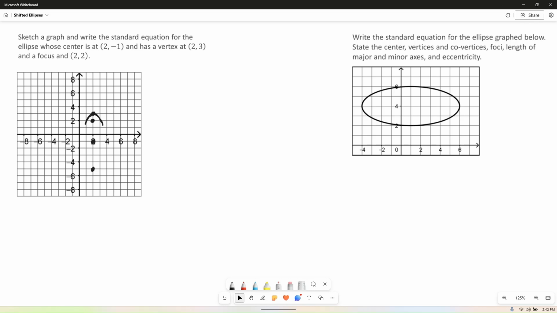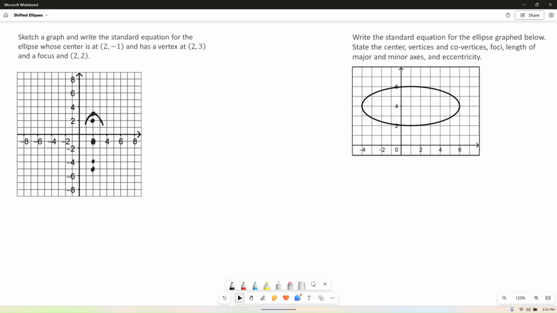I also know that the foci are each the same distance from the center. The focus we're given at (2, 2) is 3 units away from the center, which means the other focus is also 3 units below the center. So that would be at (2, -4).